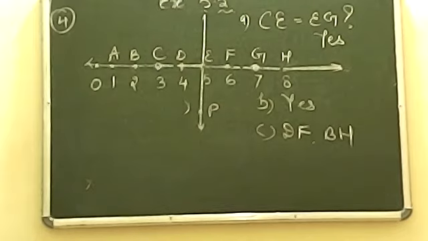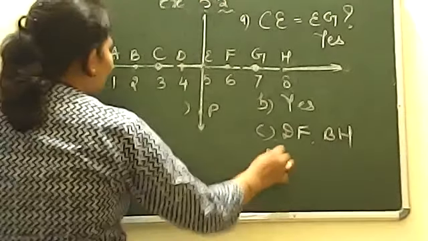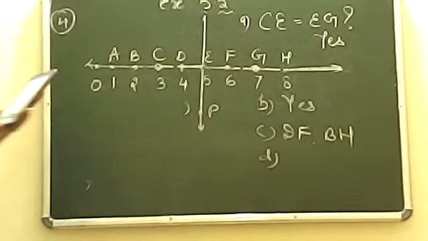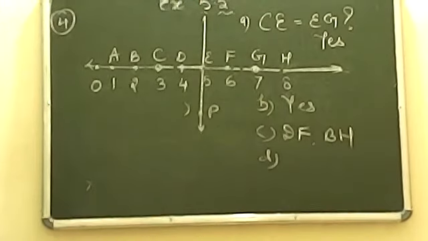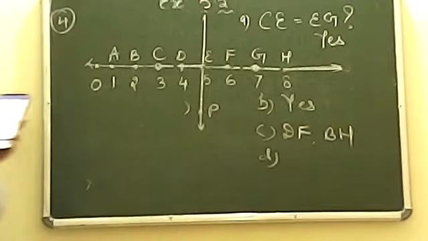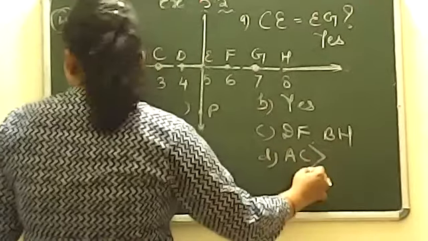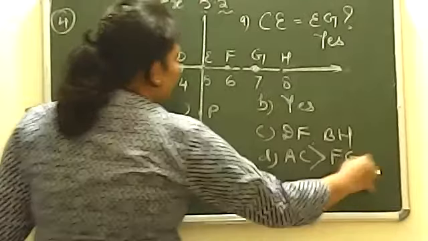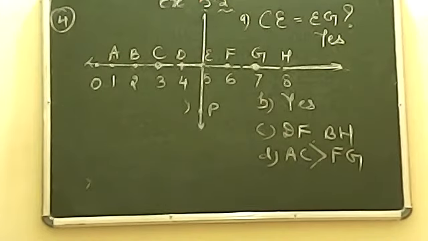Now move on to the last question of this exercise, question number D. Are these true? Now we have certain questions. आपको बताना है कौन सा वाला true है, कौन सा वाला false है. So the first one is telling AC is greater than FG. अब आप मुझे बताइए yes or no. AC is greater than FG. What do you say? AC.